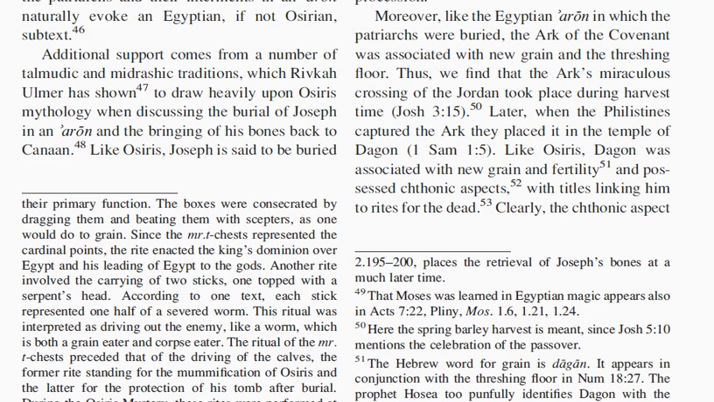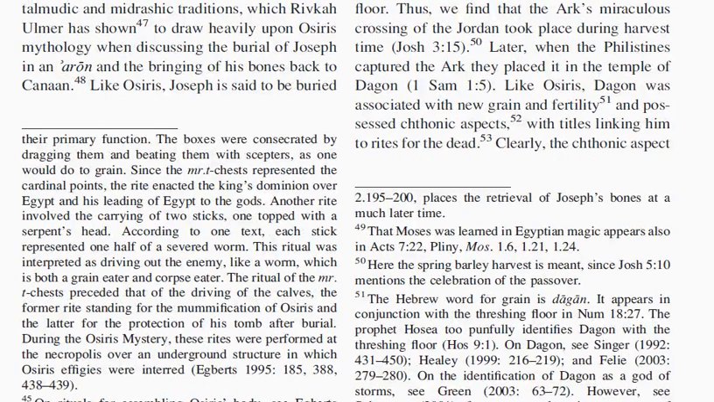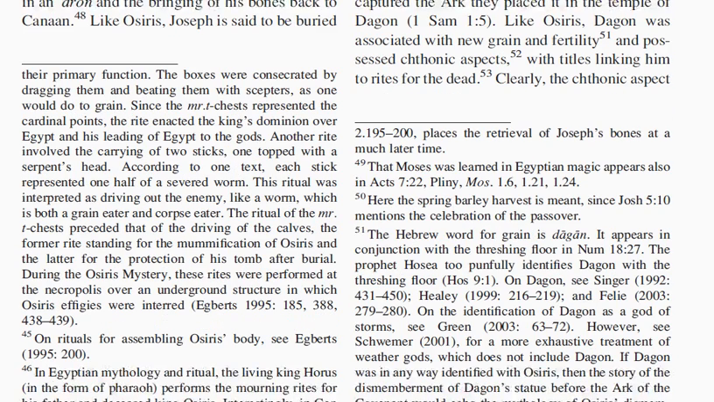End of footnote. Later, when the Philistines captured the ark, they placed it in the temple of Dagon, 1 Samuel 5. Like Osiris, Dagon was associated with new grain and fertility. Footnote: the Hebrew word for grain is Dagan. It appears in conjunction with the threshing floor in Numbers 18:27. The prophet Hosea, too, punfully identifies Dagon with the threshing floor. Hosea 9:1. On Dagon, see Singer 1992, Healy 1999, Feli 2003.